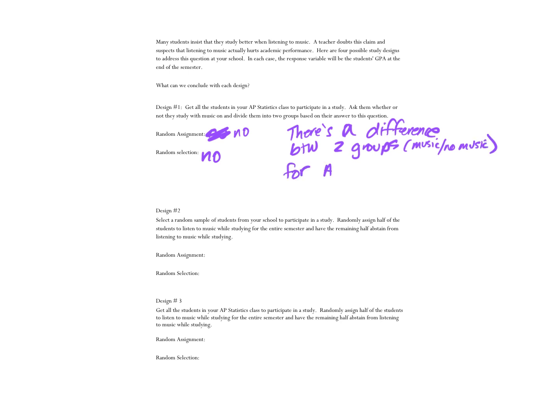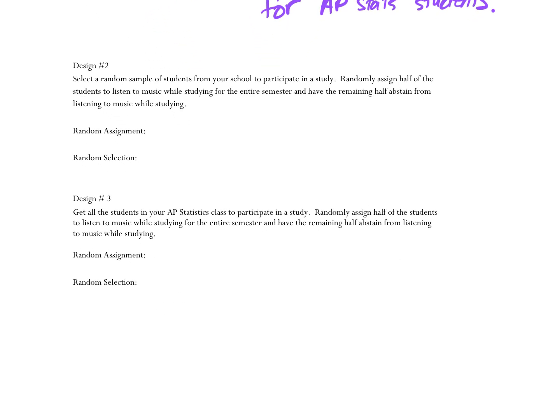AP Stats students. This is not a nothing conclusion, but it's not a very strong one, because we're not saying that the music caused those differences. And now, when we look at this next one, this time instead of doing just AP Stats students, I do the exact same thing, but I do it with a random sample of kids from the school.